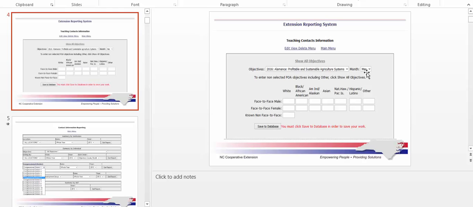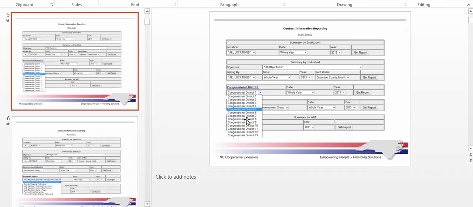So we're looking at all the teaching contacts that are face-to-face, both for gender and race. To do that, it's probably good that you keep a sign-in sheet to justify the information, and you're basically asking the participants to self-identify. The known non-face-to-face are folks that we know who they are, and you can identify them either through a mailing or whatever.